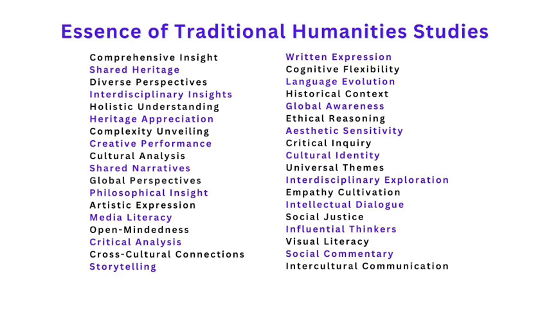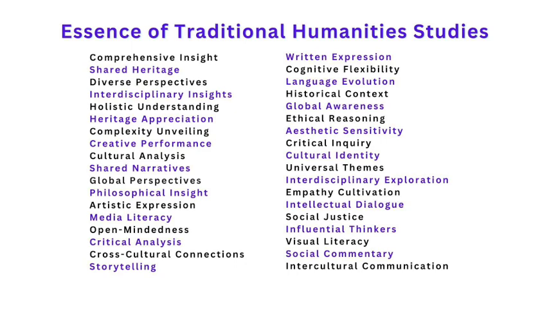Here's another way of thinking about traditional humanities studies, in the form of a list of some of the kinds of topical areas that are covered. We might do things like analyze shared heritage, consider diverse perspectives, engage in interdisciplinary exploration, identify universal themes, cultivate aesthetic sensitivities, refine ethical reasoning, contemplate artistic expressions, appreciate shared narratives, foster creative performances, and engage in cross-cultural connections.